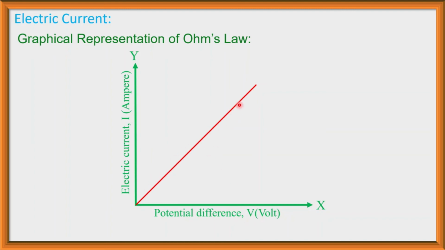It is a straight line, and this straight line is passing through the origin. So electric current I is proportional to the potential difference V. With increasing potential difference V, electric current will be increased, and with decreasing potential difference V, electric current will be decreased. And this is the proportional relation, and it is the graphical representation of Ohm's law.